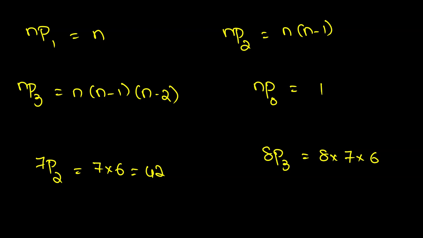If repetition is there, suppose the same candidate is repeated, or the same digit I can use again, then we should not use that notation. nPr, nCr should not be used when there is repetition involved. That you will understand slowly.